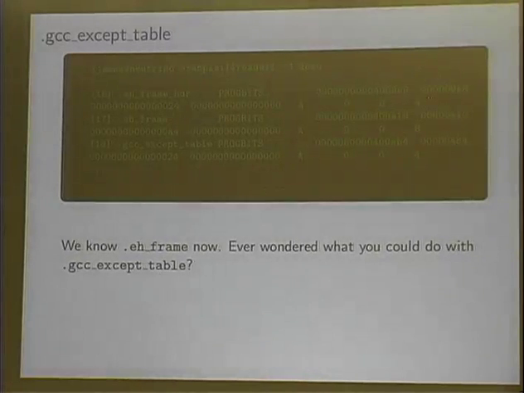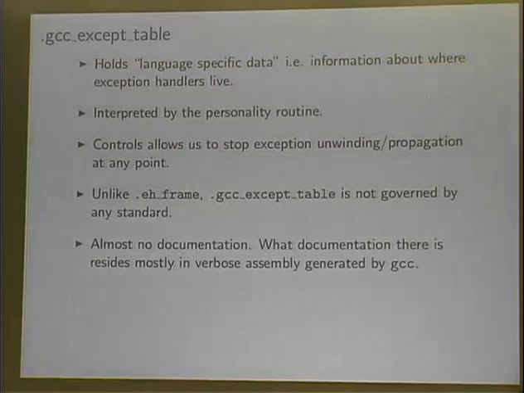So what can we do with this section? This section is interpreted by something called the personality routine, which lives in libgcc. It's GCC specific. As I mentioned earlier, Clang appears to use the same one. So control of it is what we need to stop the exception propagation at any point we want, even if there wasn't originally some exception handler written in that spot. But it's not governed by any standard.